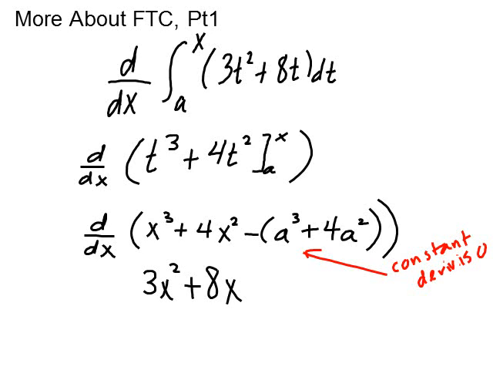This explains why it doesn't matter what the value of that constant is. All terms involving the constant will drop out when you take the derivative. If we had applied the fundamental theorem to find this derivative, we would have substituted x's for t's in the function 3t squared plus 8t to get 3x squared plus 8x, the same result.